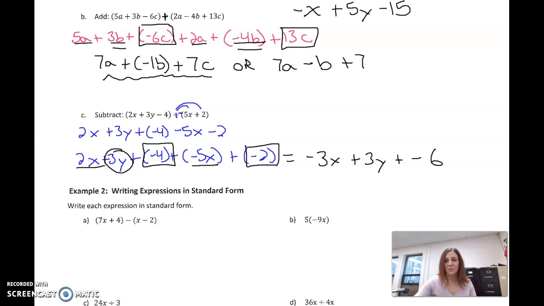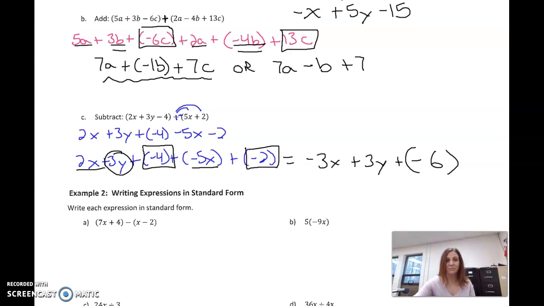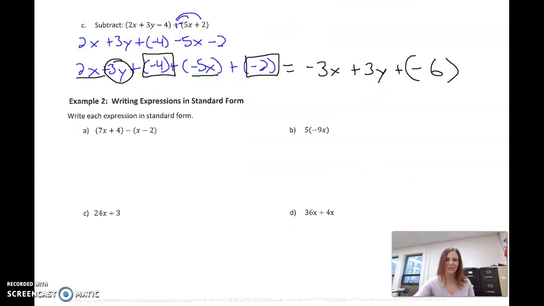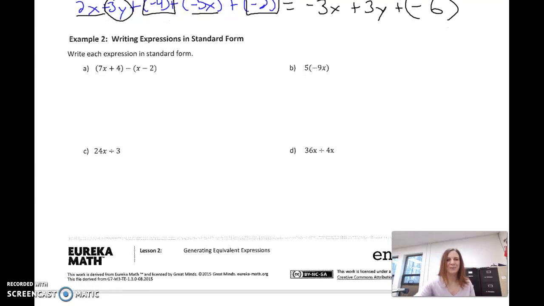Okay? So again, this is our answer. Get used to your answers being expressions. Now remember, this is negative 3 times x plus 3 times y plus a negative 6. Or you could write minus 6. This is still a solution because as soon as we know what the values of x and y are, we can solve it. Okay, but until then, we just want to make a nice simple problem. Or simple-ish.